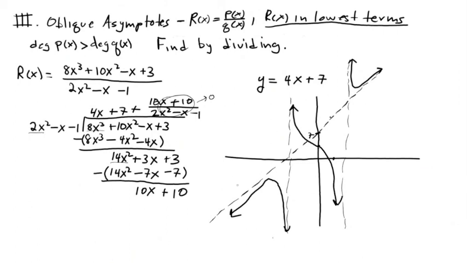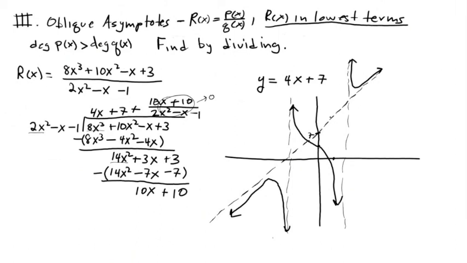Notice that oblique asymptotes behave similar to horizontal asymptotes in that it's possible for the function to cross an oblique asymptote. You can actually put this one on your graphing calculators and check it out.